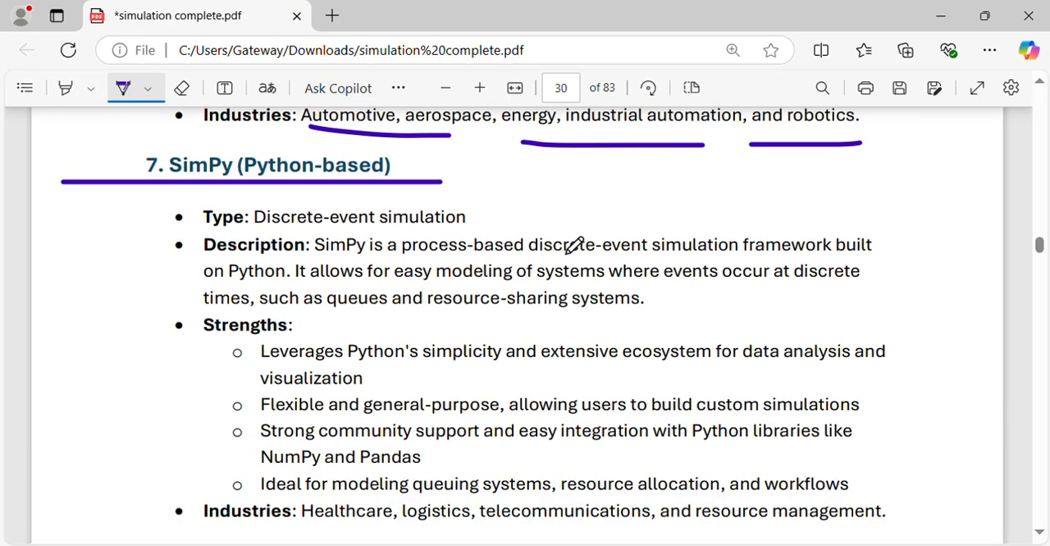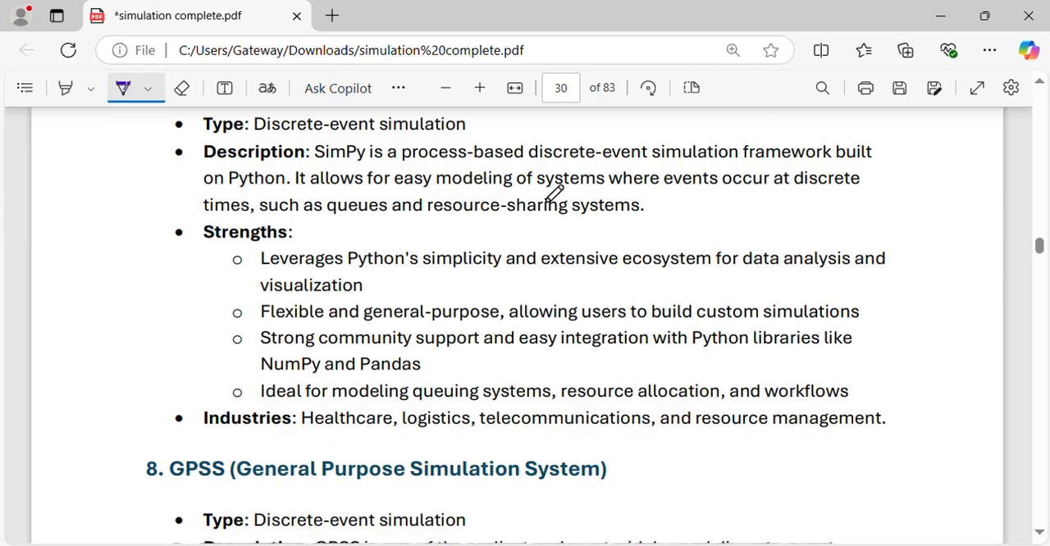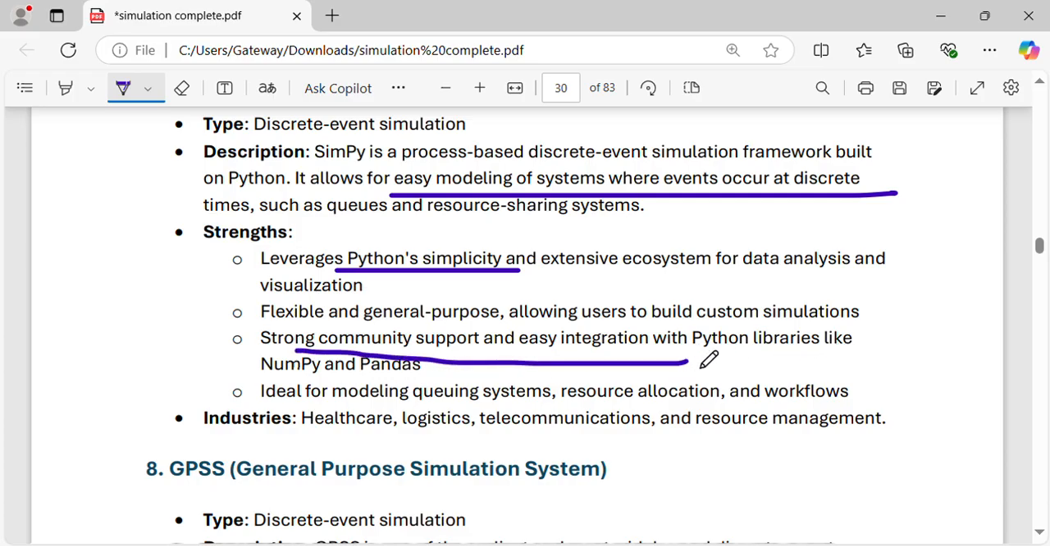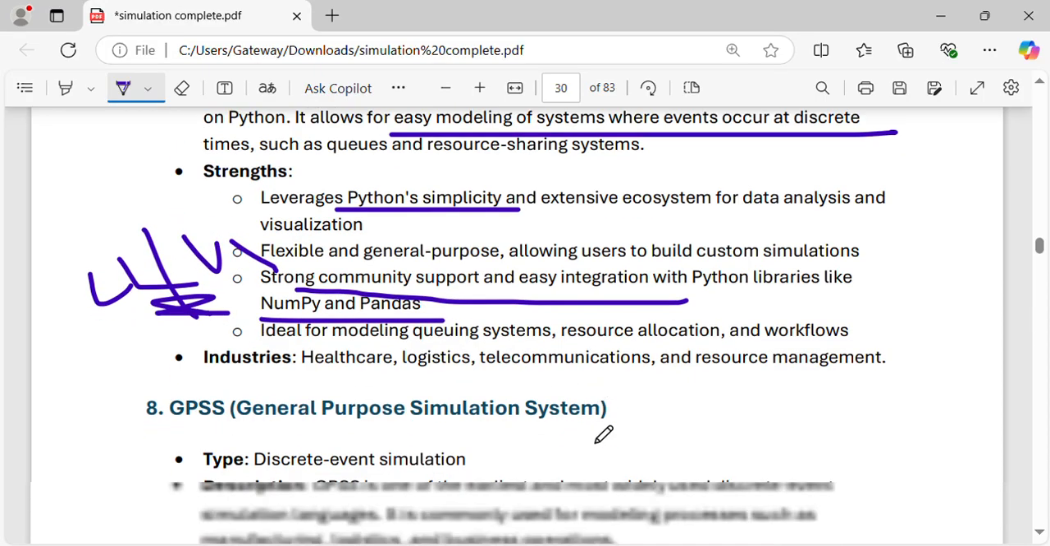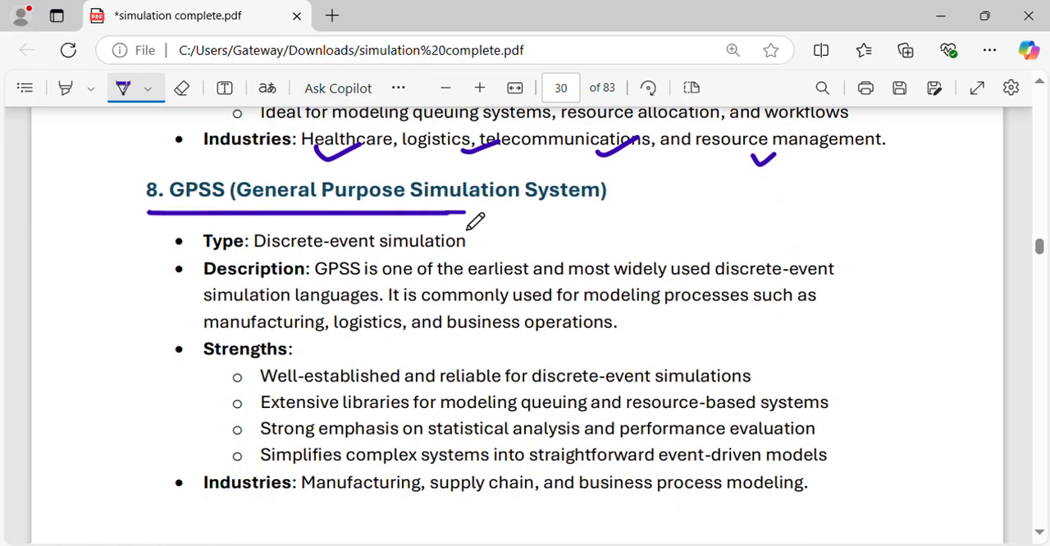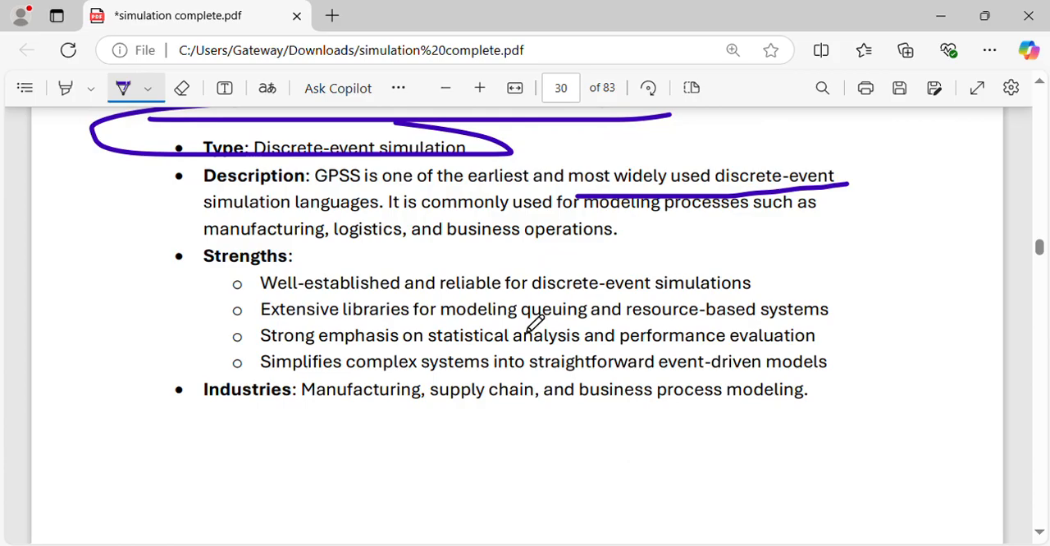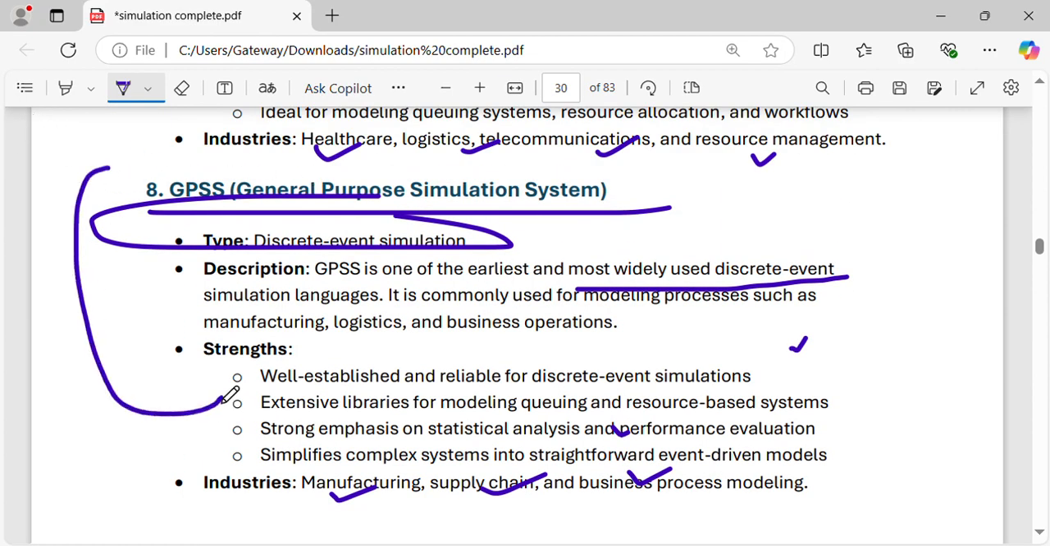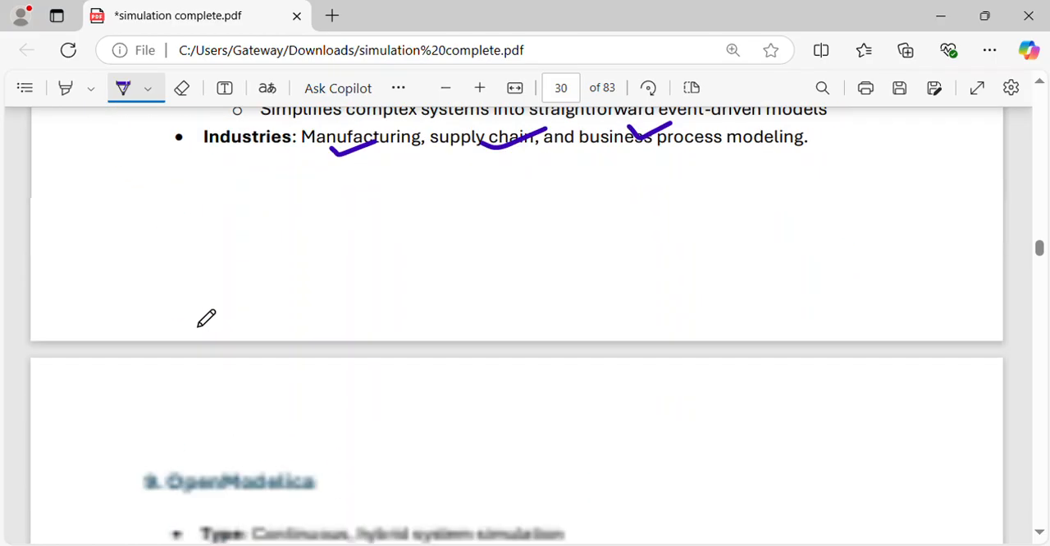Then SimPy is a process-based discrete event simulation framework. It leverages Python's simplicity and is quite easy to code. It has strong community support and easy integration with other Python libraries like NumPy and Pandas, which is really important for LLM work and other things, healthcare, logistics, and resource management. GPSS, the General Purpose Simulation System, is also a discrete event system, and one of the earliest and most widely used languages. It is extensive, simplified, and used in manufacturing, supply chain, and business processes. But the earlier ones are basically the building blocks; the more efficient ones are the ones above.